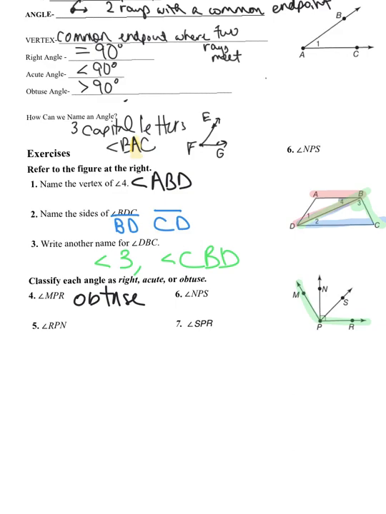Okay. What about NPS? Perfect. What about RPN? And SPR?